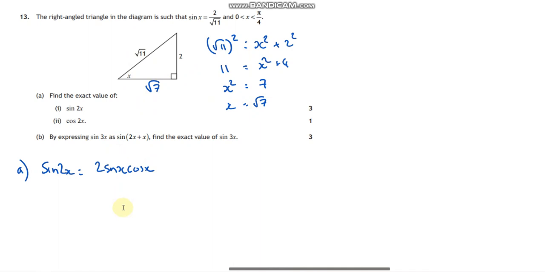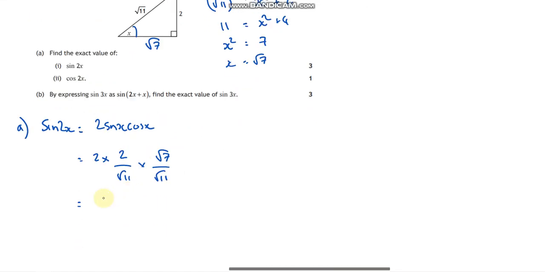So now I can start to substitute in. So 2 times, now my sine of x is going to be opposite over hypotenuse, multiplied by cos, which is the adjacent over the hypotenuse. Fantastic. And we'll just start putting that together. So root 11 times root 11 will give me 11. And on the top, I'll have 4 root 7. Nothing I can do to simplify that. So yeah, that's it. 3 marks for that. Not bad, eh?